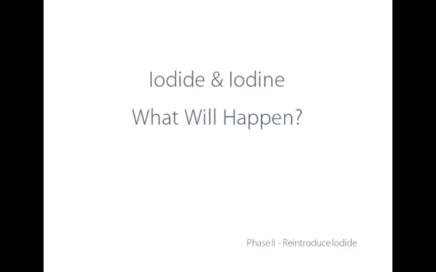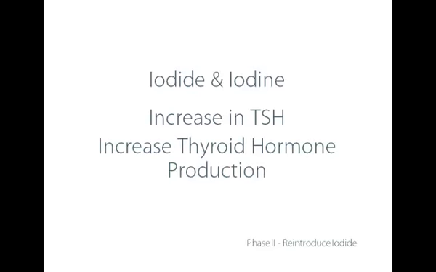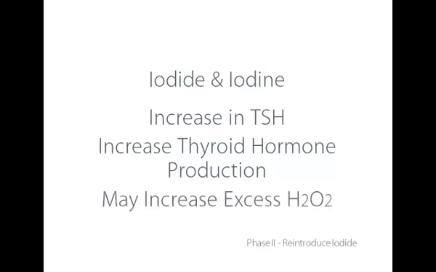So when you introduce iodide and iodine, what's going to take place inside the body? We know that iodide and iodine will increase the production of TSH. That's one thing that's going to happen. We also know that because in the first phase we were taking selenium and zinc and possibly iron, the thyroid is primed and ready. The introduction of iodide is going to be that missing ingredient that now the thyroid cells will have to start producing their own thyroid hormones.